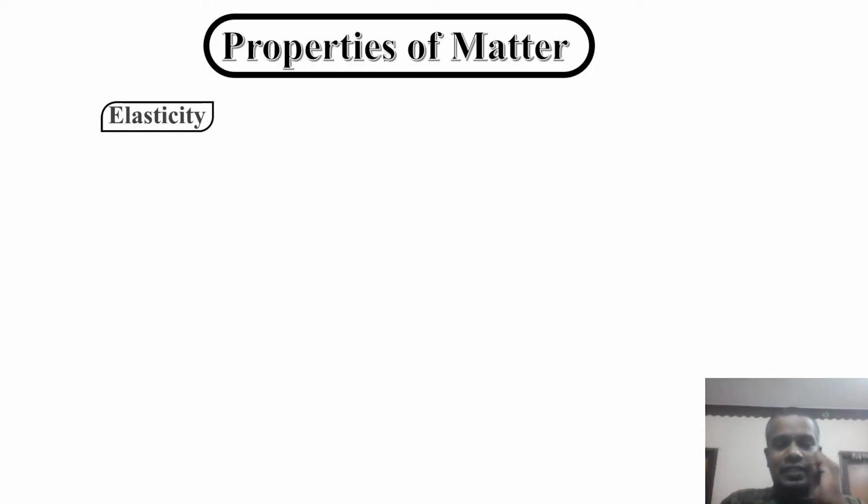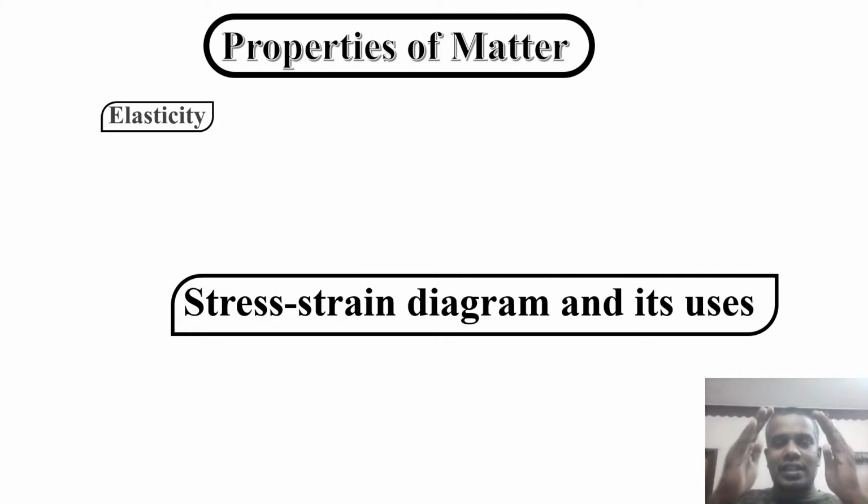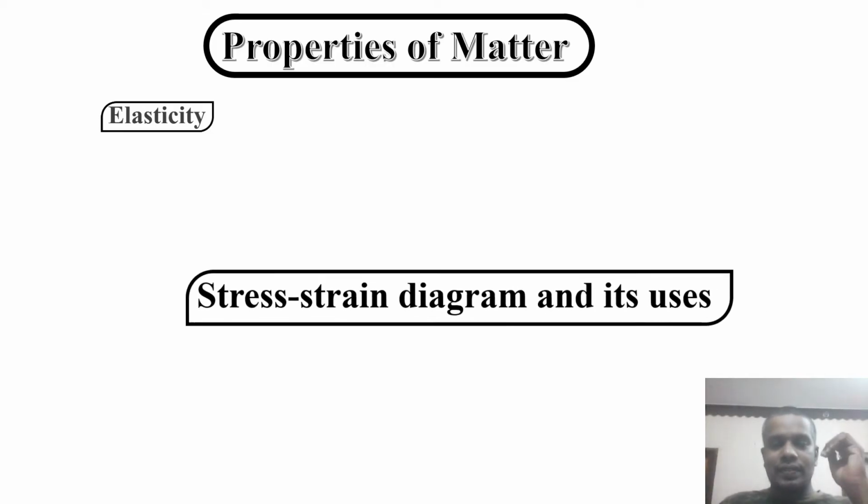The next thing we are going to discuss is the stress and strain diagram and its uses. Before moving into the stress and strain diagram, we will study the basic definitions. What is stress? What is strain? What is the relation between these two? Which law connects this stress and strain, that equation? That is what we are going to look at in the elasticity introduction. After that, we will look at the stress and strain diagram and its uses for any material.